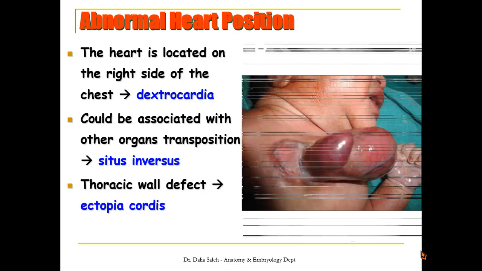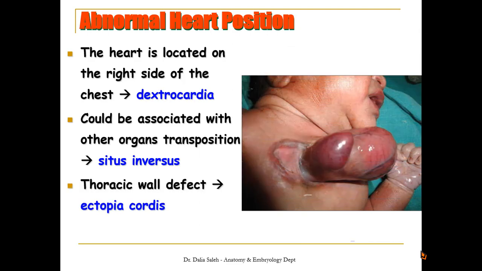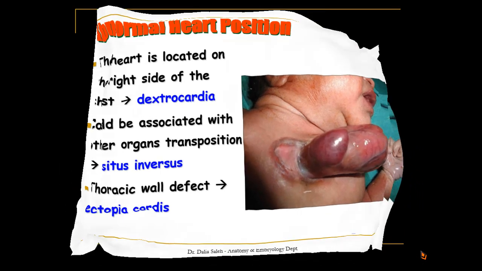If there is a thoracic wall defect, the heart may be exposed to the outside. We call this anomaly ectopia cordis. So in this picture, you can see this. There is a large defect in the chest wall, and the heart is protruding to the outside.